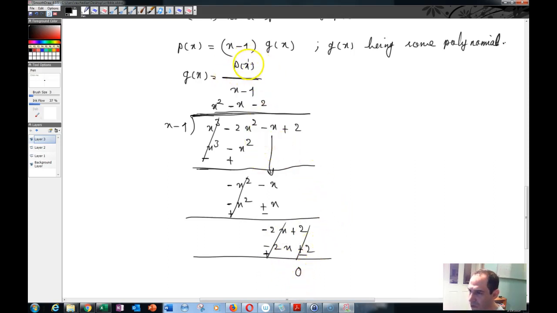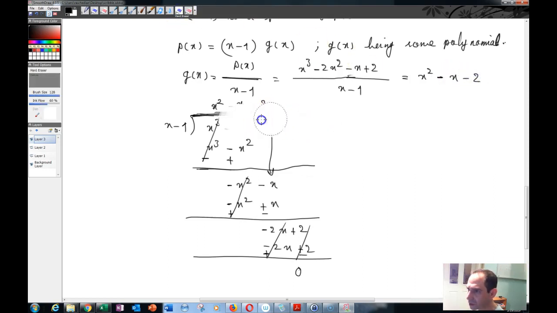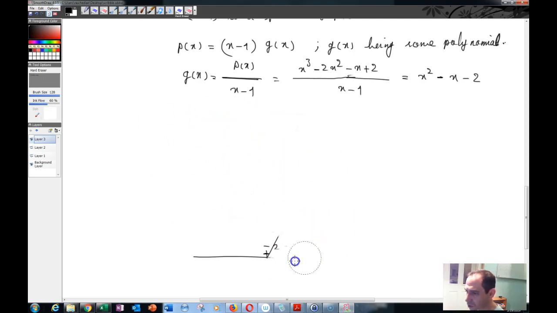So basically g of x is equal to p of x divided by x minus 1, which is the same thing as x cubed minus 2x squared minus x plus 2 divided by x minus 1, which is equal to this quotient over here, which is x squared minus x minus 2. Okay, so far we got this reduced to a second degree polynomial.